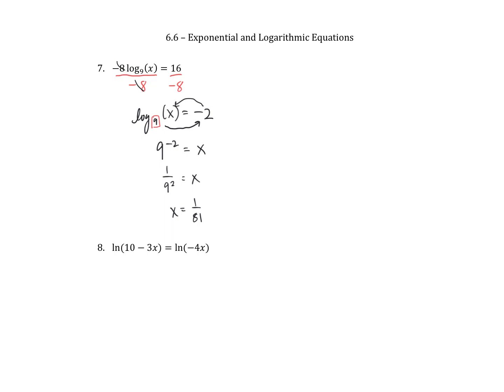Now, before I say, oh yes, this is an answer, I have to check it. If you're starting with a logarithmic equation, you have to make sure that whatever you're taking the log of is positive. So whatever I have here has to be greater than 0. It has to be positive. So my answer I'm going to plug in here and see if that's true. Is 1 over 81 greater than 0? Yes, it is. That means that this is a valid solution.